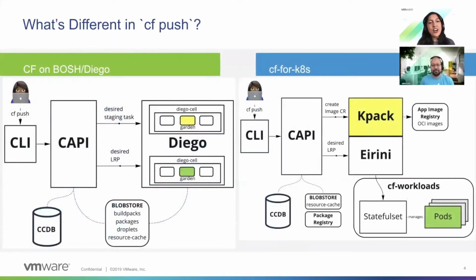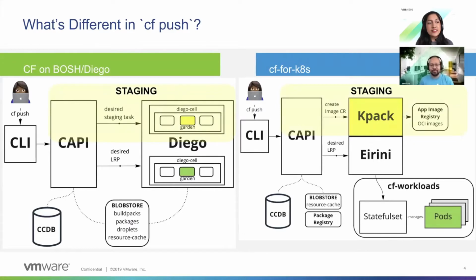Now, first, let's talk about what's different in the CF push workflow. Now, while the final user experience is definitely the same between the CF on BOSH and Diego world and CF for K8s, the implementation and the way CF push works is different in CF for K8s. So the CF push workflow can essentially be divided into two main phases or two main parts, the staging part and the deployment part. So first, let's talk about staging.